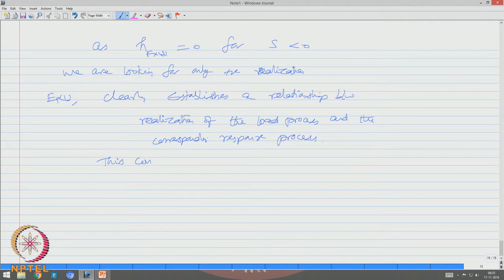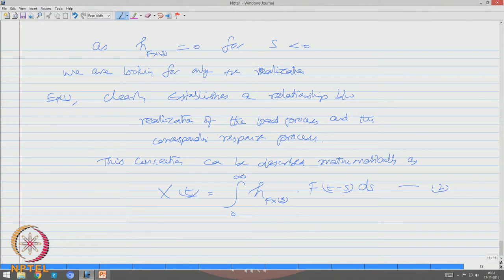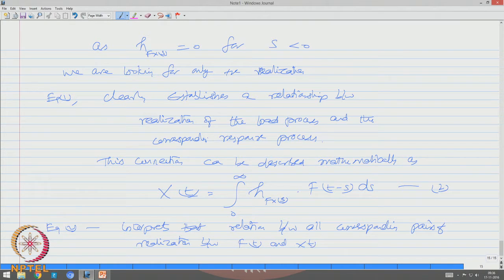This connectivity or this connection can be described mathematically as x of t is the integral from 0 to infinity of h f x s f of t minus s ds. Equation 2 interprets that the relationship between all corresponding pairs of realization between f of t and x of t exists.